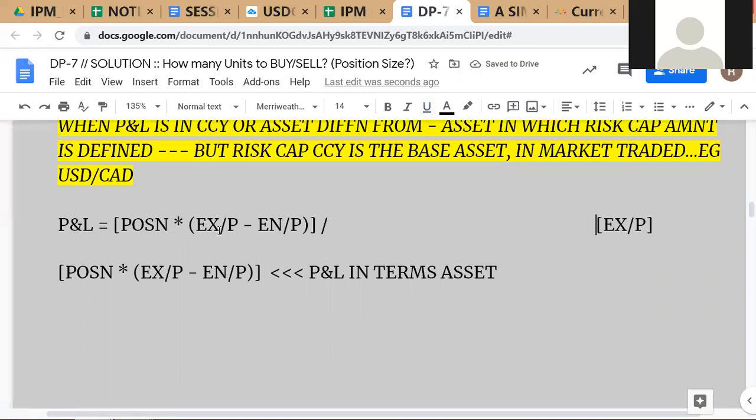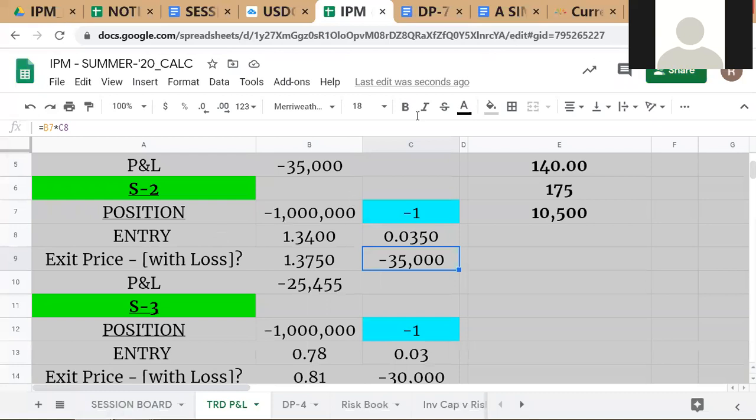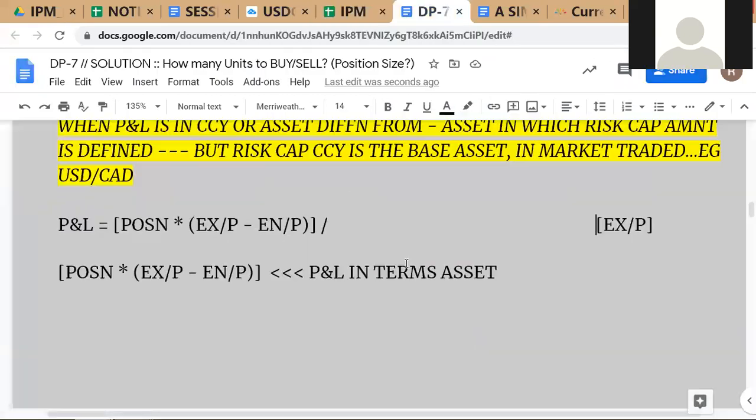So far, that 35K that you see in this cell is actually only this part. The projected PNL for this transaction, most of these are projections. You're planning your losses and you're planning your position size. So it's all projected. But you can control this, because you can decide when to enter, when to exit, and the position size. So this is pretty much under your control.